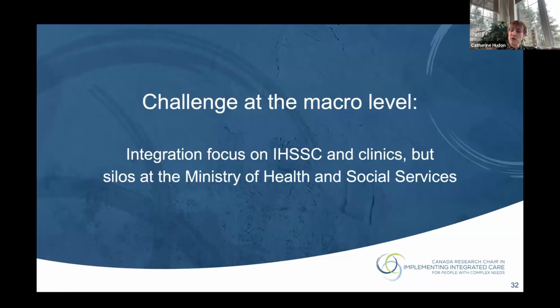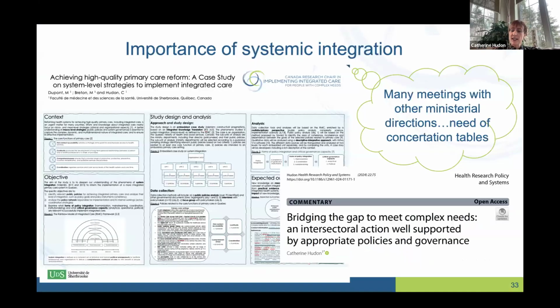Another challenge is that of integration at the systemic level. Attention and integration efforts are often focused on clinical, professional, and organizational aspects. But it has been observed, when working more closely with the ministry, that the various directorates often work in silos. This slide is long and the aim is not to read it in detail. I wanted to show you the poster that Marie-Ève Dupont, a PhD student in our team, who I think is here today too, presented at the NAPRA conference in Quebec City.